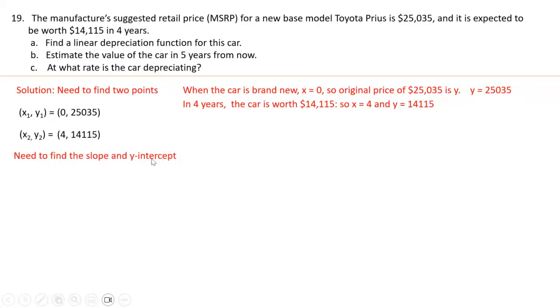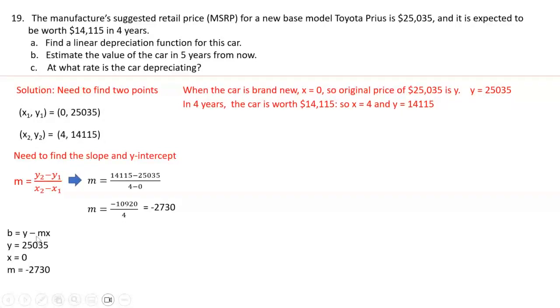Now I need to find the slope and y-intercept. So for the slope, this is x1, y1: the 0 is x1, the $25,035 is y1, the 4 is x2, and the 14,115 is y2. So it's going to be 14,115 minus 25,035 over x2, which is 4, minus x1, which is 0. This results in the slope being negative 10,920 divided by 4, which will give us negative 2,730. So that's my slope.